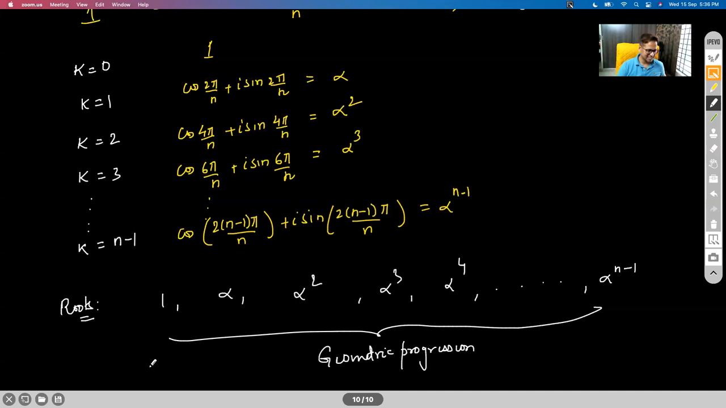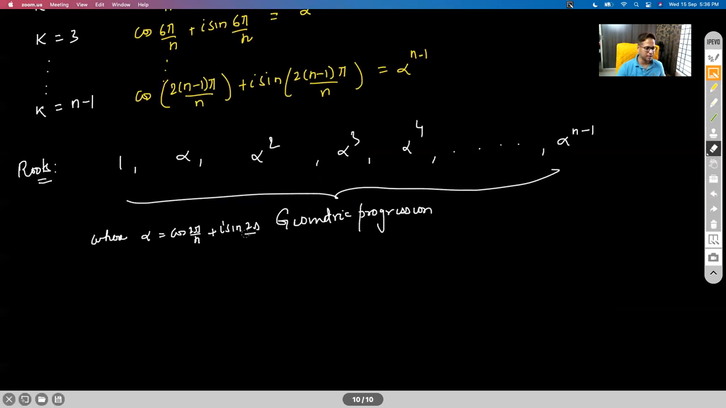Where alpha here is, I should write it down here. Let's not assume things. Let's be very specific while we are writing the notes. Just give me a second, I'll write it properly. Where alpha is cos 2 pi by n plus i sine 2 pi by n.